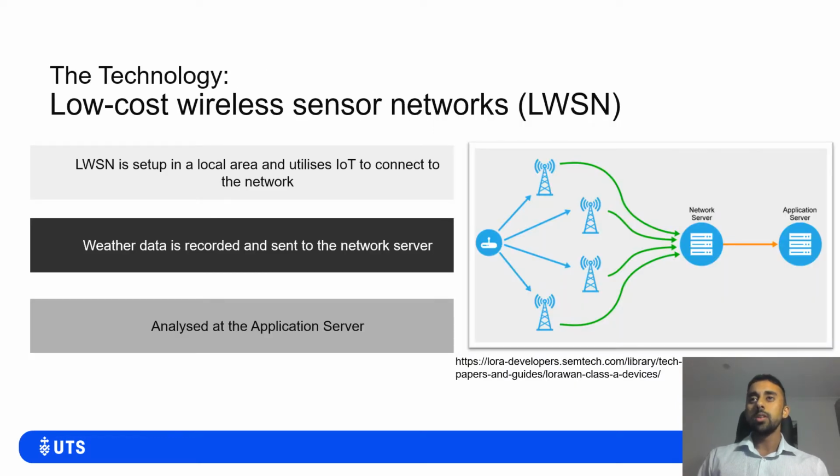With the advancement in technology, new methods are being developed to better track air quality in our urban communities. The technology that is being utilized in this study is low-cost wireless sensor networks, also known as LWSN.